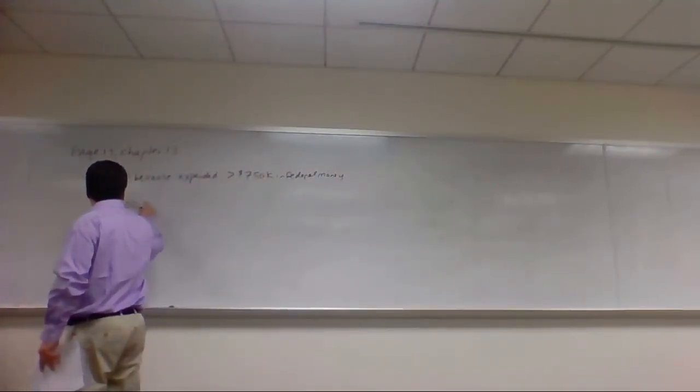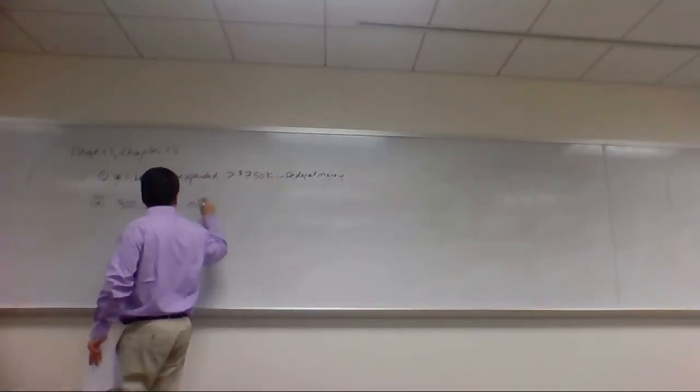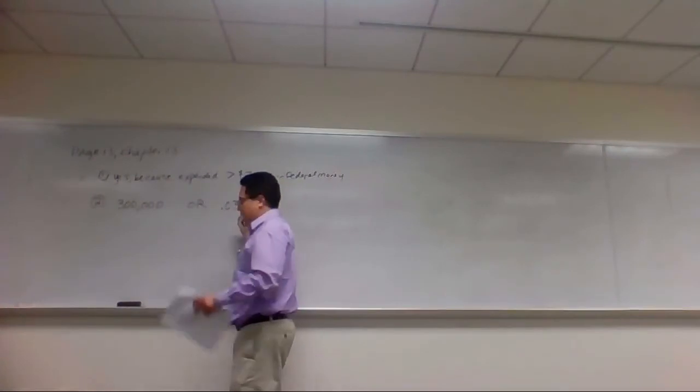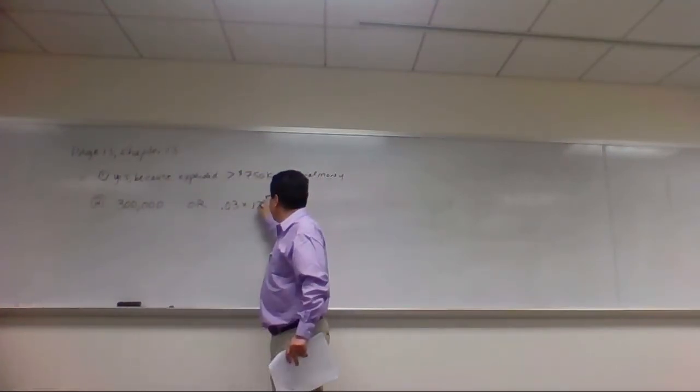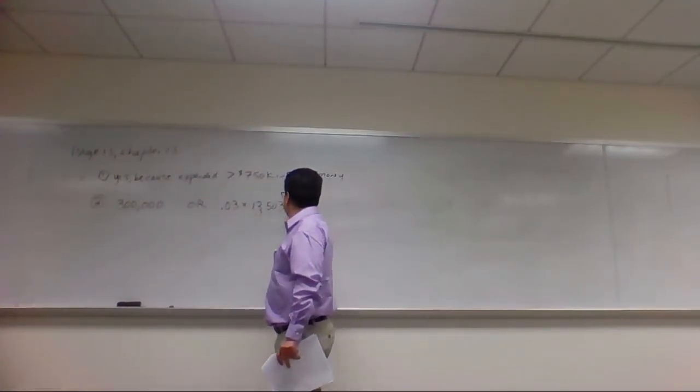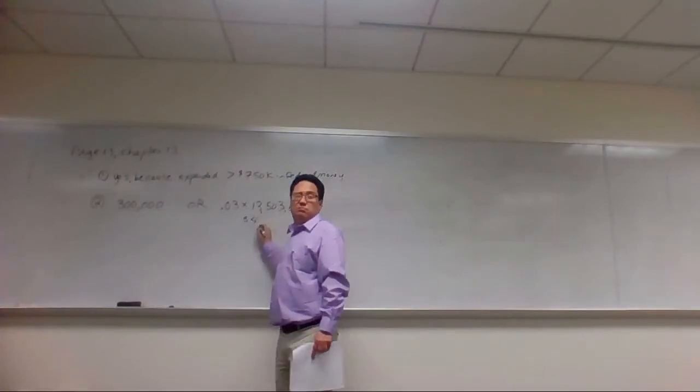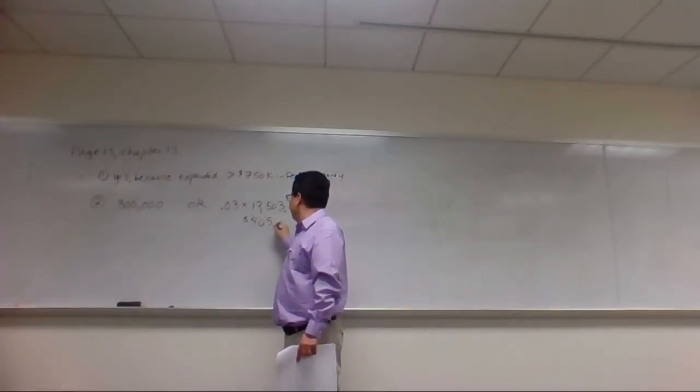300,000, or we're going to take 3%, the 0.03, times the total. The total is 13,503,000. Yeah, so we use this number. Okay, so it's 405.